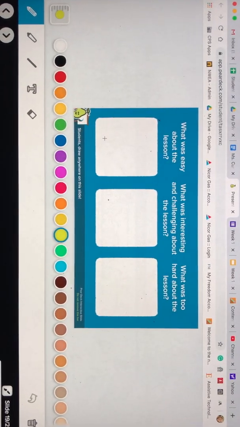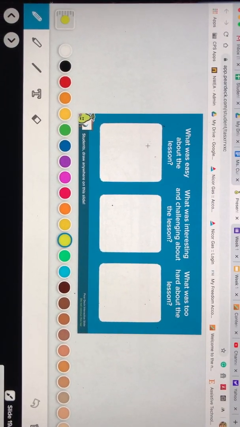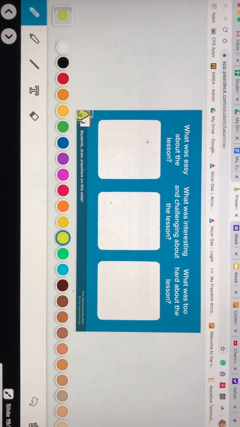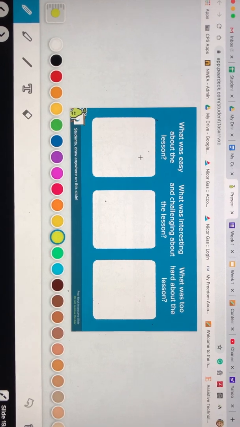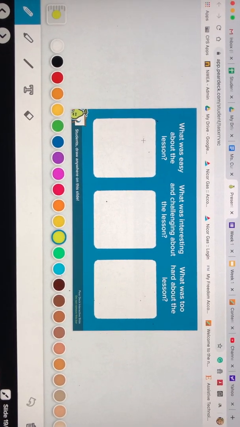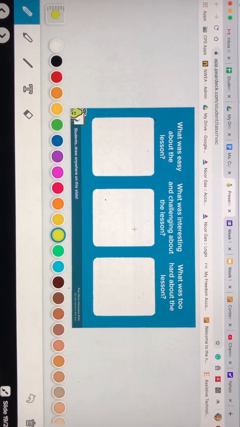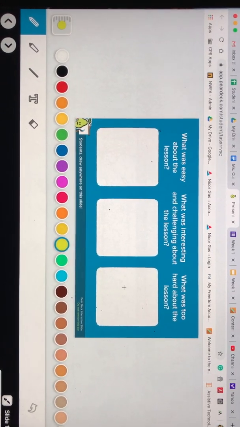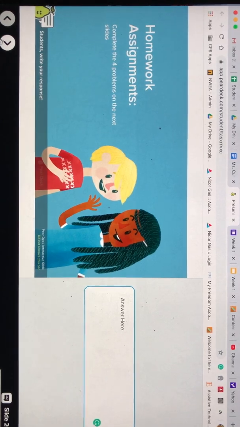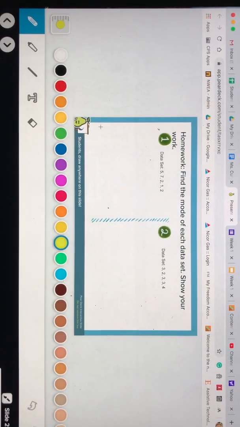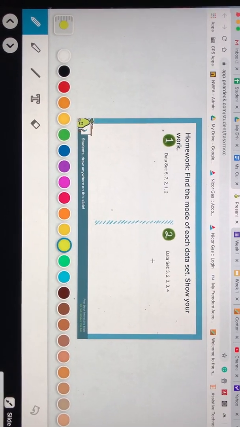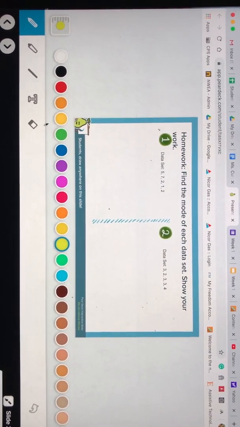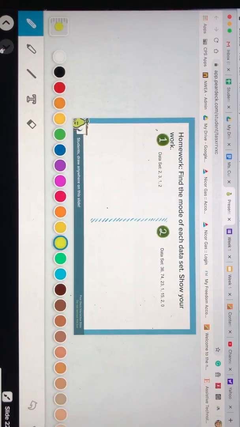Okay, and the final step, if you were able to complete the Pear Deck, I know many of you couldn't, and I apologize. I'm still learning what you can access from home. You could have written something short about what was easy, or what was interesting, or what was too hard about the lesson. And then there were homework assignments, which we're not going to go over, which was just extra work or practice if you wanted to complete it at home.